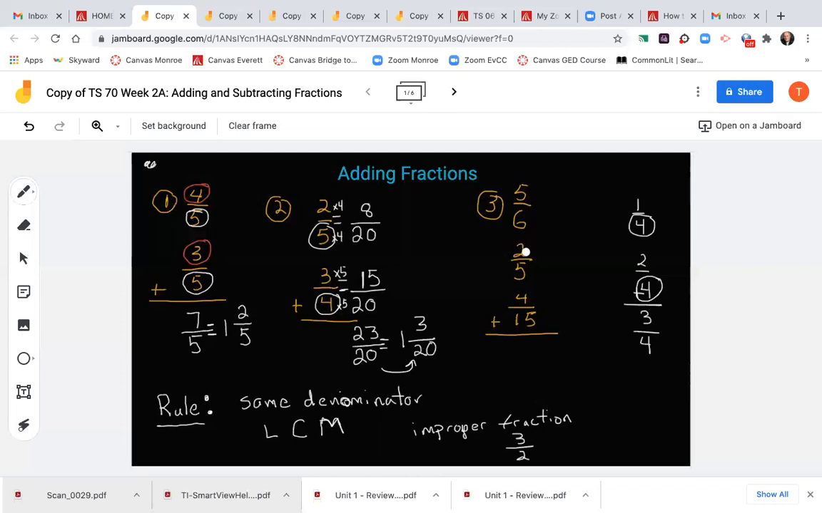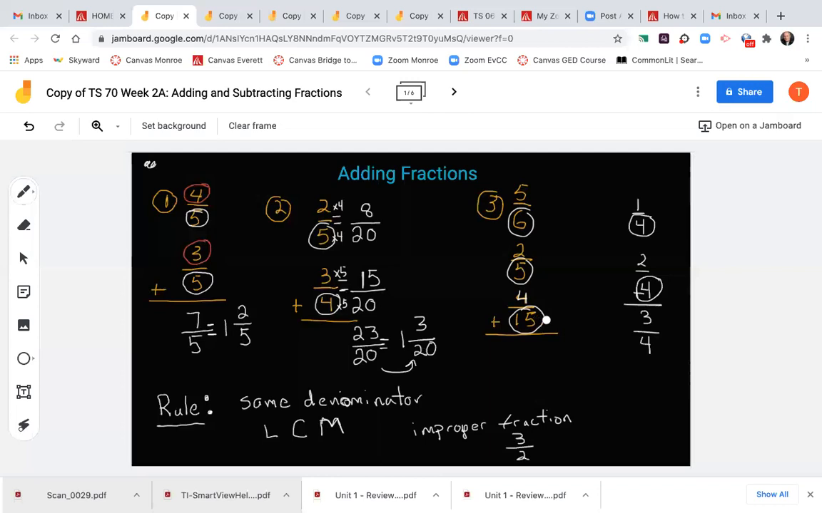I've got 5/6 plus 2/5 plus 4/15. This is a 4 here in case it looks a little funny here. That's better. All right, so you're trying to find the lowest common denominator, or the common thing that all 6, 5, and 15 all go into, okay?